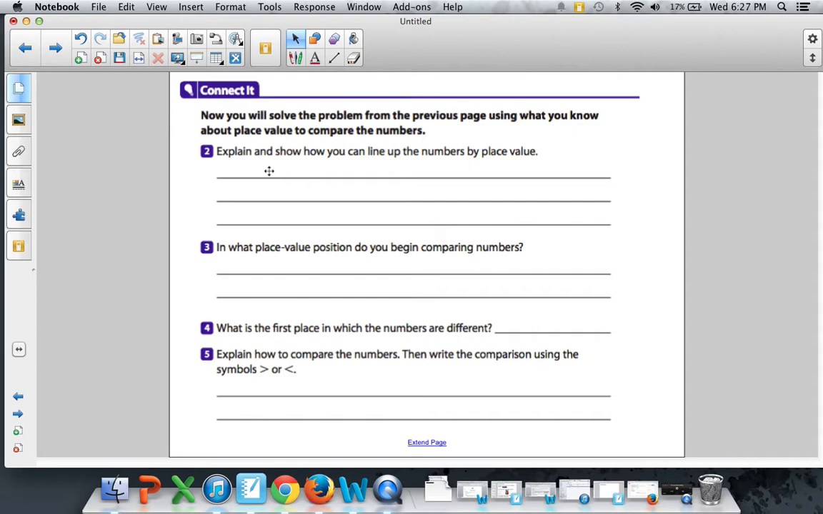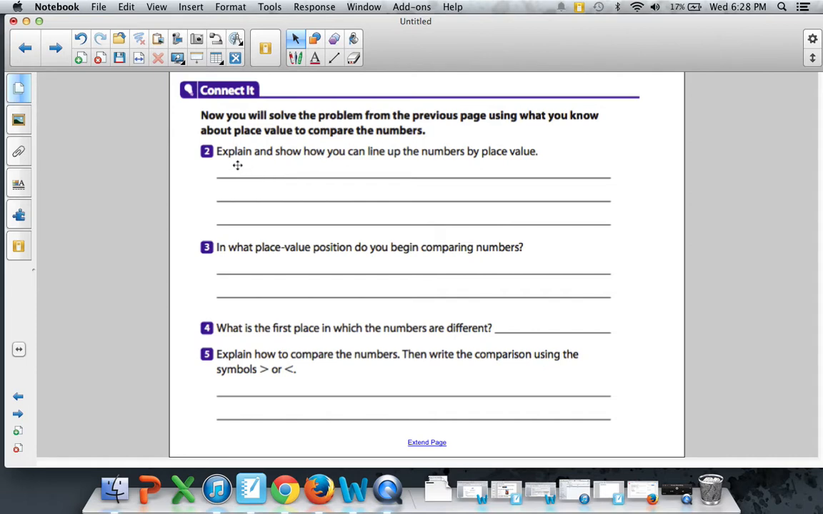So the number they're talking about is, shoot, I don't know. Oh, both the numbers. Okay, now I see it. It's at the bottom of the page, or at the top of the page, or in the chart. It's the one that says 23,643 and 23,987. So they want you to take those two numbers and explain and show how you can line up the numbers by place value.